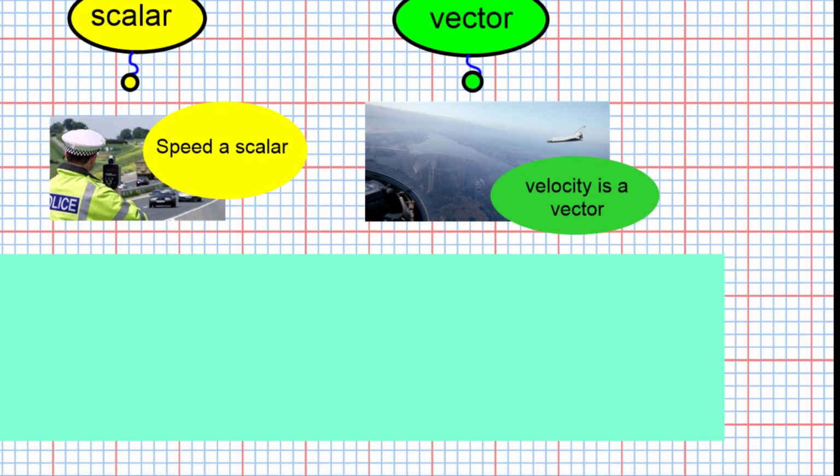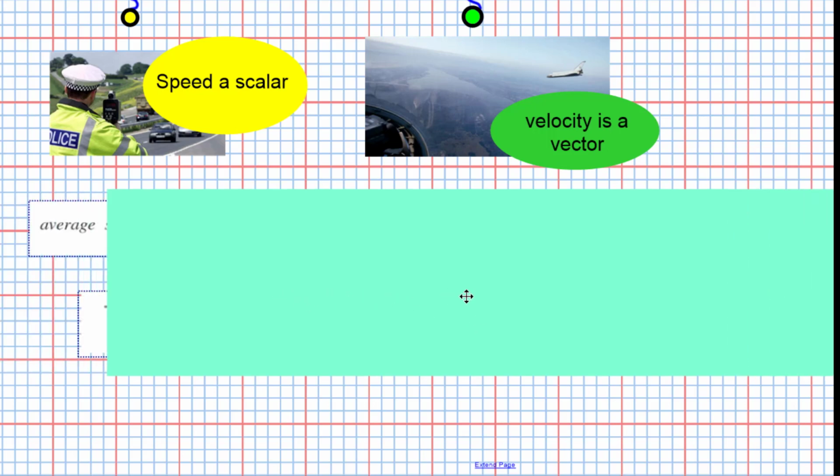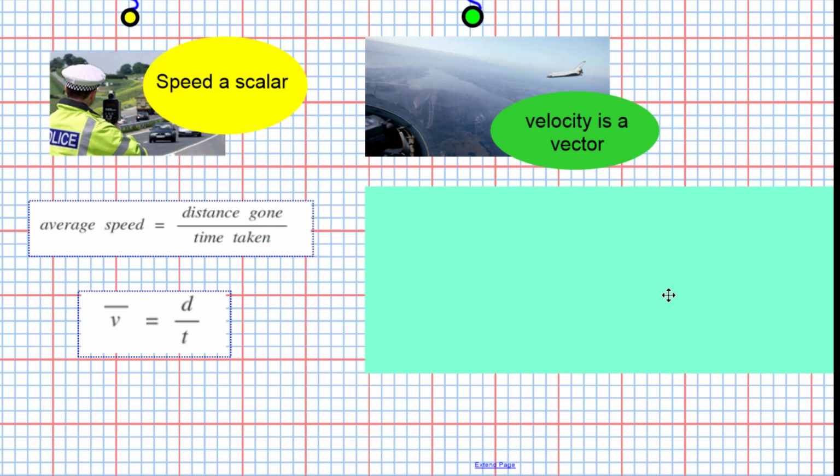Speed and velocity are calculated differently. More often than not, it is the average speed or velocity we want to measure. Now, the average speed is given by this expression here. The average speed is the distance gone divided by the time taken. Note the average speed is given the symbol v with a line on top. This is pronounced v bar.